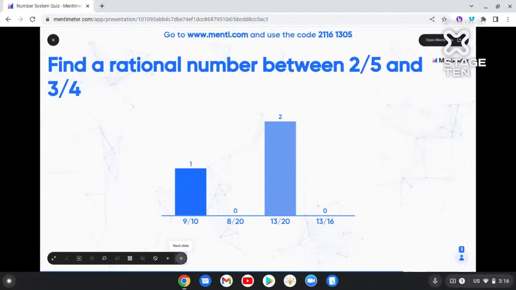So everyone has voted, and the correct answer is 13 by 20. So 2 by 5 multiplied by 4 and 3 by 4 multiplied by 5. The denominator will be the same, and then you will find your number.